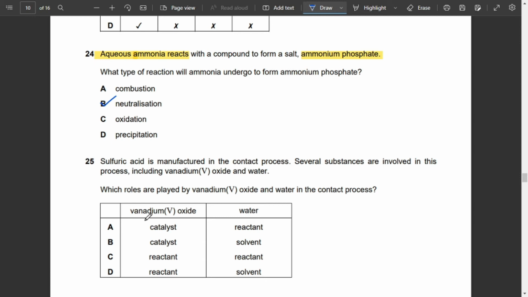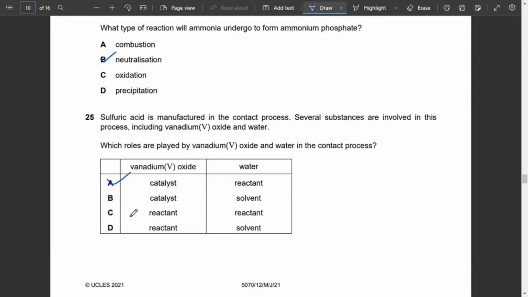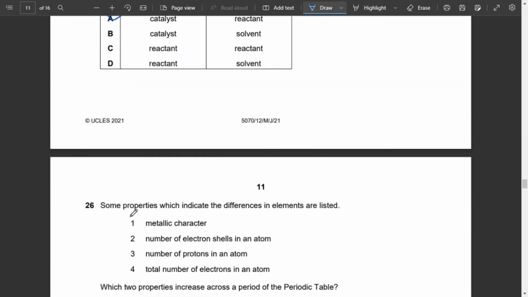And reactant cannot be the answer, because it's not a reactant. Vanadium oxide is basically a catalyst. It's not reacting, it's not ending up in the solution, and its volume or anything isn't changing. And then if we talk about water, water is going to be our reactant in this reaction. So you need to go through the contact process and you'll easily understand the answer. Basically, vanadium oxide speeds up the reaction and water is reacting as a reactant.